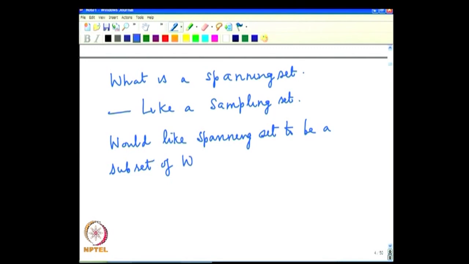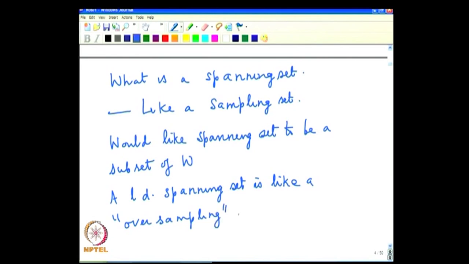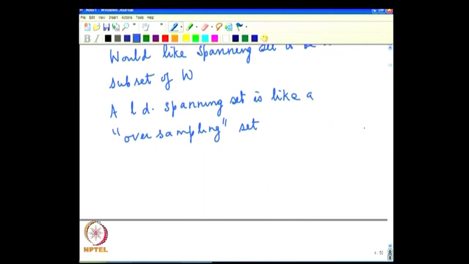Now, if that spanning set is linearly dependent, that means it has a lot of redundant information and therefore, we would be doing oversampling. Hence, a linearly dependent spanning set is like an oversampling set. And we would like to avoid oversampling because we want to do minimal sampling. Hence, we would like to have non-redundant information only. That means, we would like to have a linearly independent spanning set.